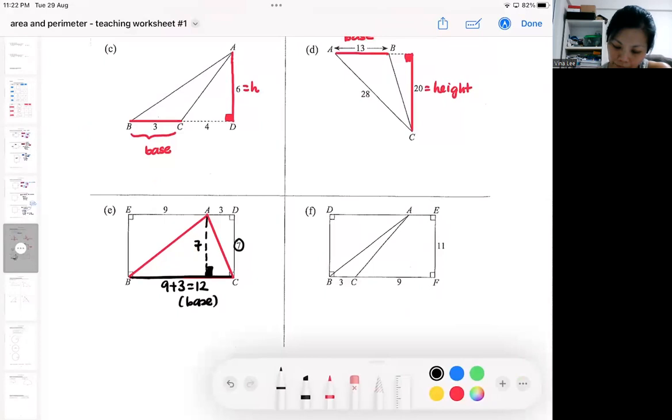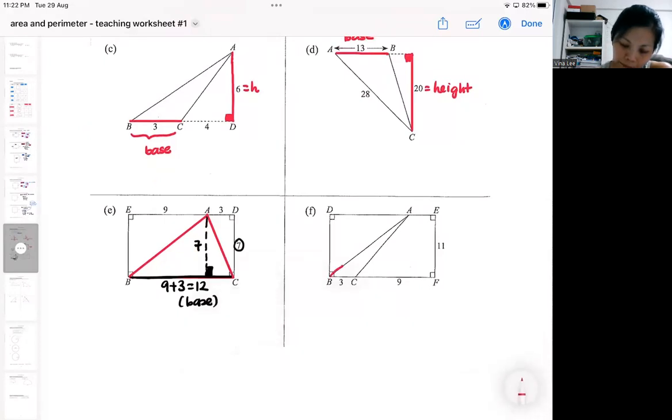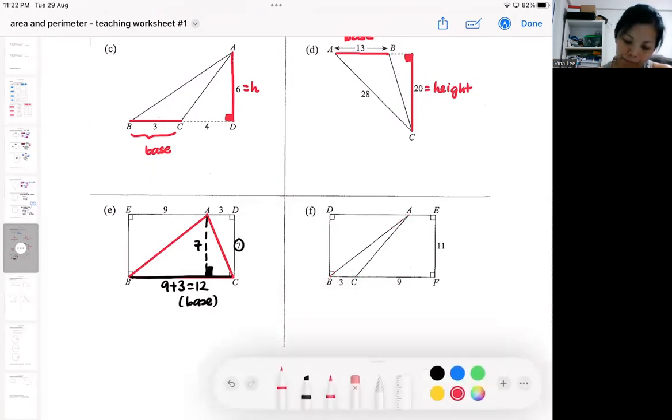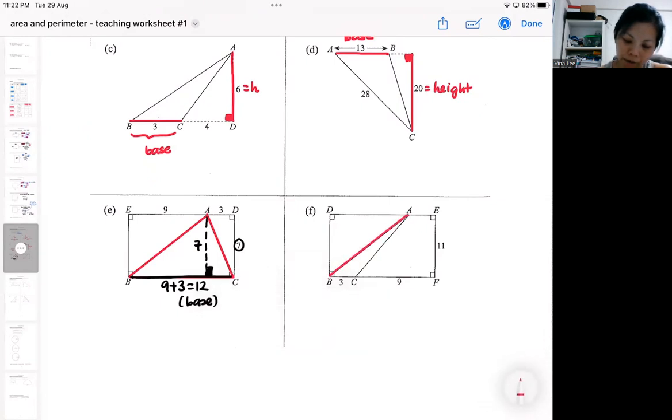Okay, here. So A, B, C. It's this tiny triangle here. In this tiny triangle, do you think you can find the height? The base will be here. The height will be somewhere here. That's perpendicular. So this height should be 11.